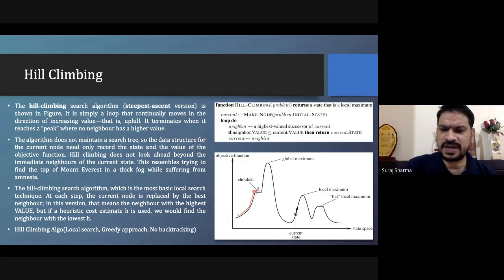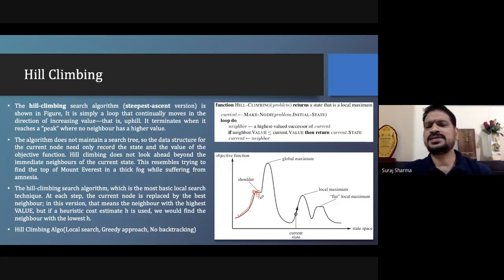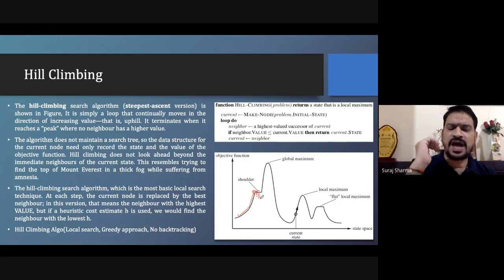So here, what is my neighbor? The neighbors are these particular points. And we find that I am going to the flat, meaning I reach the goal. But what is the goal? The goal is this. The actual goal is this. So what is my objective? My objective is to reach the global maxima. And this particular point is called local maxima. Okay, so this is how hill climbing works.